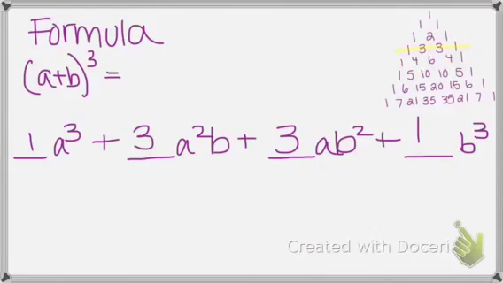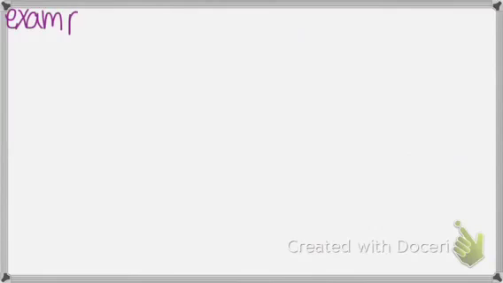In a minute we're going to do an example, but we're not going to be using a's and b's. We're going to actually be using a binomial with variables and numbers. So let's take a look at our first example. We're going to do 3x minus 2 to the 5th power.